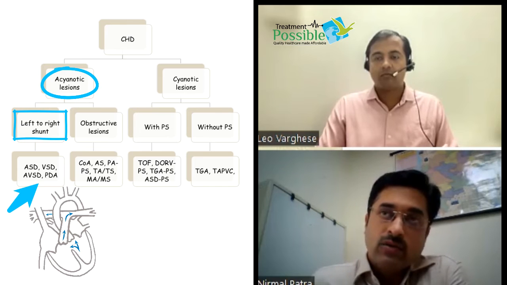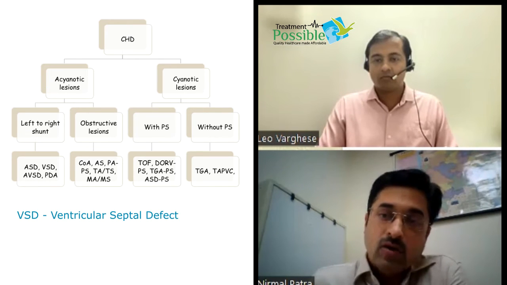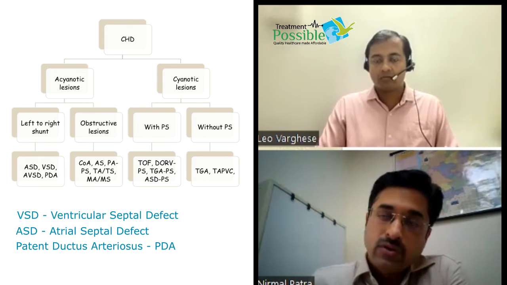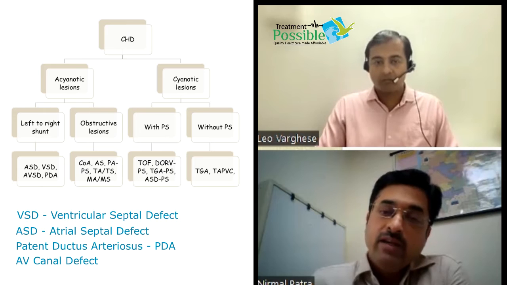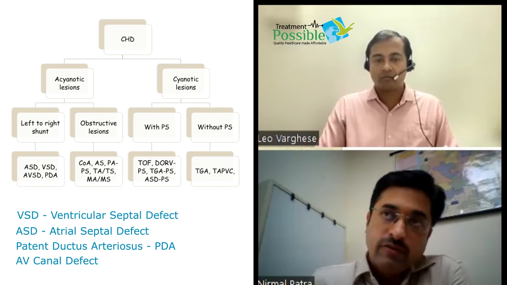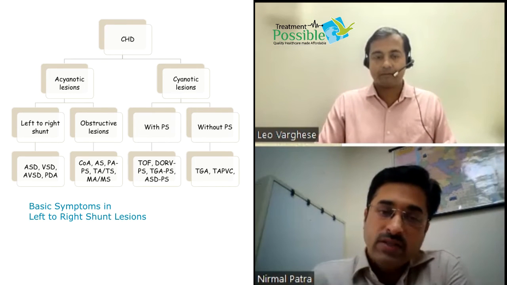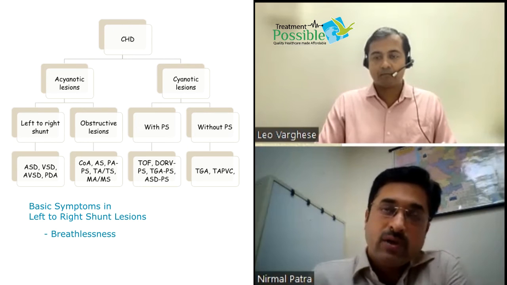So classical among them is the VSD or ventricular septal defect, and the other one is the atrial septal defect, and then two more. These include patent ductus arteriosus or PDA and AV canal defect. So these are the four left to right shunt lesions. Okay. So the basic symptom in these left to right shunt lesions is breathlessness, because more blood goes into the lungs.